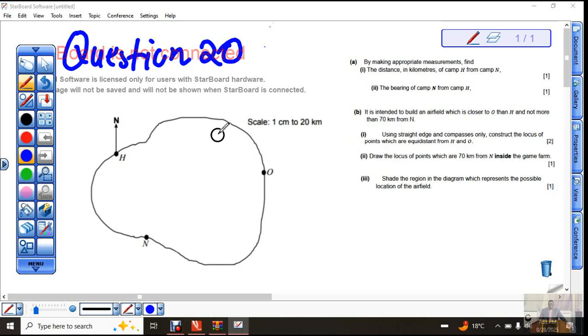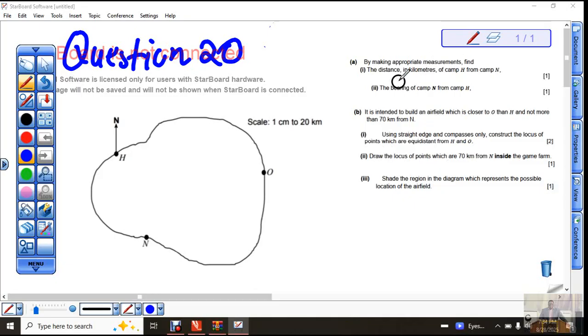If I were to measure with my instruments, it's not going to be exactly the case, but I had the paper in front of me, so I already measured this, and I'm just going to show you the steps and where the shading should have taken place. Now, this scale is very important here: 1 centimeter on this map represents 20 kilometers. It will be important, especially if you have to draw, like in B Roman 2, the locus of points which is 70 kilometers from N, and we need to change this 70 kilometers to centimeters using that scale.